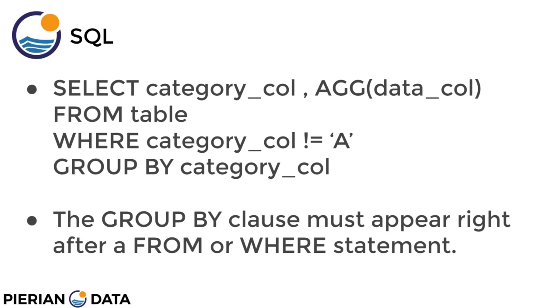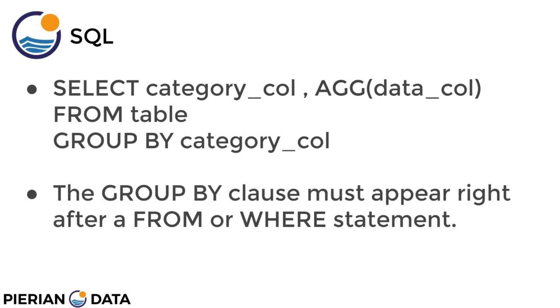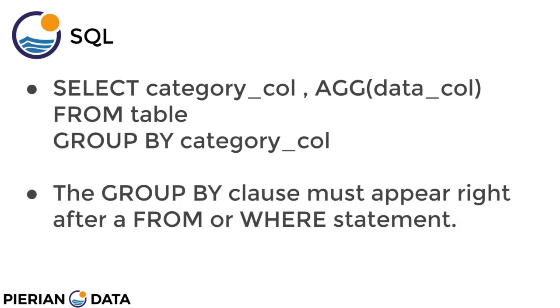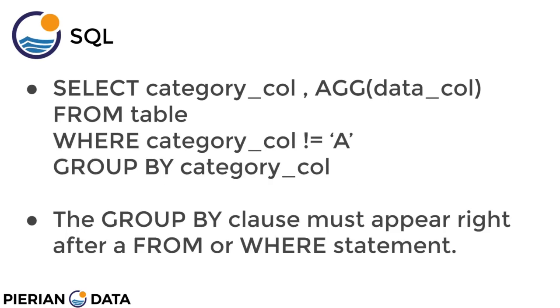So if you want, before you do the group by, you can filter things out using a where statement. So here we see just grouping everything together by the category. But if we wanted to, before we actually execute that group by, we could have done a where statement, essentially saying something like where category column is not equal to A, essentially ignoring all the A categories before we went ahead and did the group by. So the thing to keep in mind is the group by either has to come directly after a from statement or directly after a where statement.